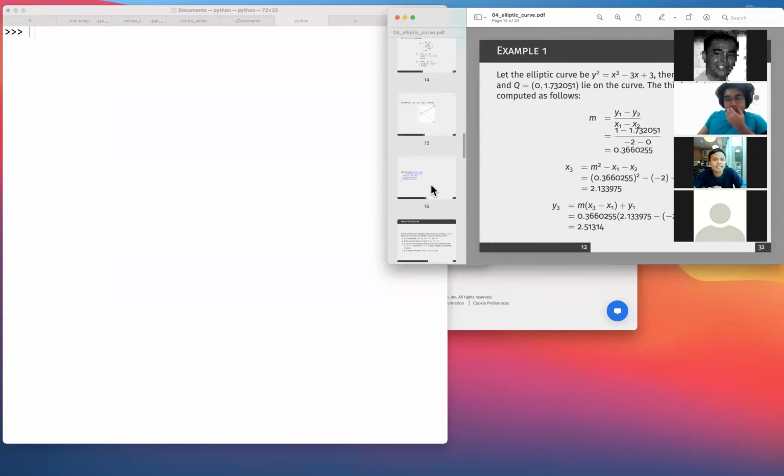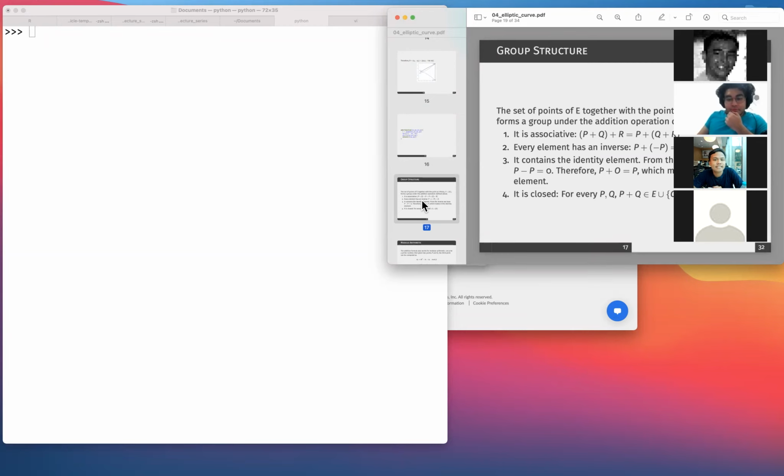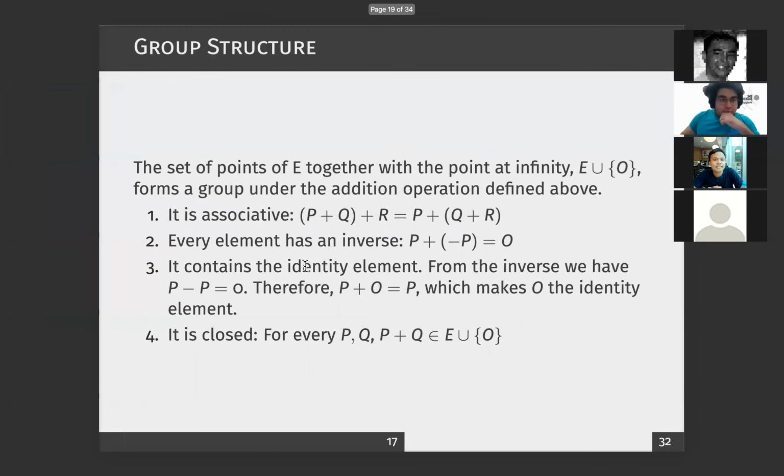Now, where was I? I was talking about having the set of points in the elliptic curve plus the operation called plus, which we define, which turns out to be a group because it satisfies associativity, elements have an inverse, it contains the identity element, and also it is closed. So this one is the beginnings of group theory.